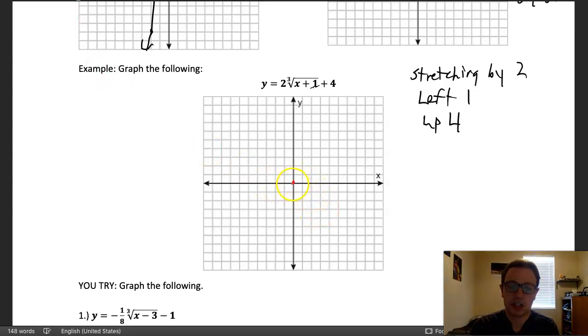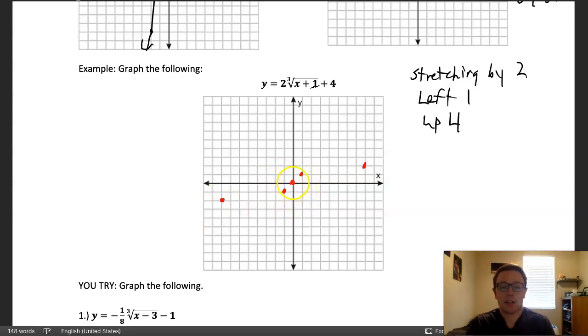Our parent function, we start at 0. We go over 1, up 1. We go over 8, up 2. And then from our starting point, 0, 0, we go down 1, over 1. And from our starting point, we go over 8, down 2. I always like to start from 0, 0 because it gives me a good reference point for drawing the rest of our points. So this is the set of points from our parent function.